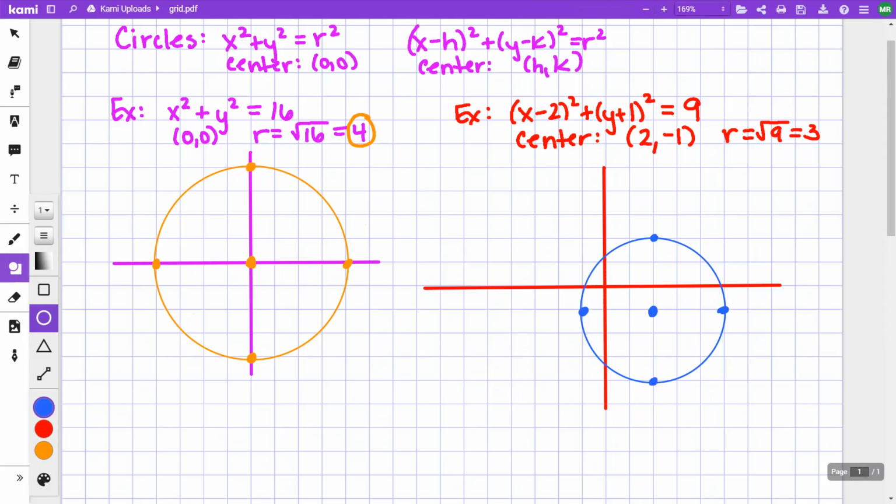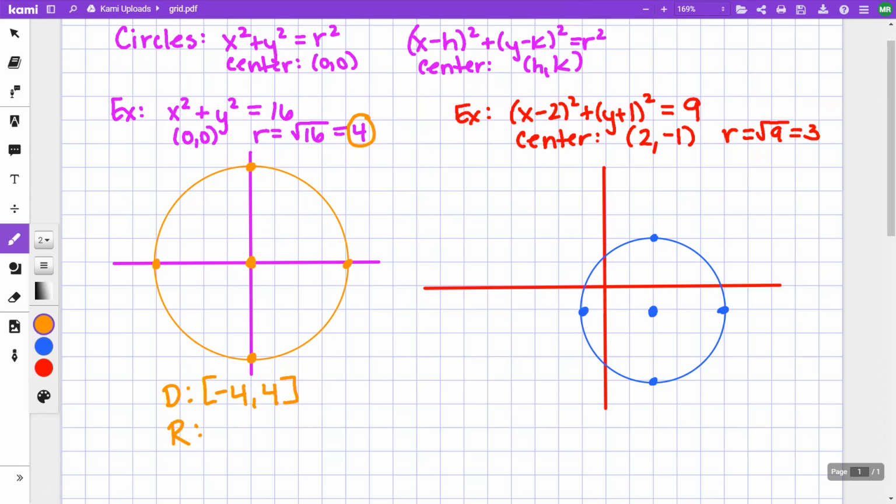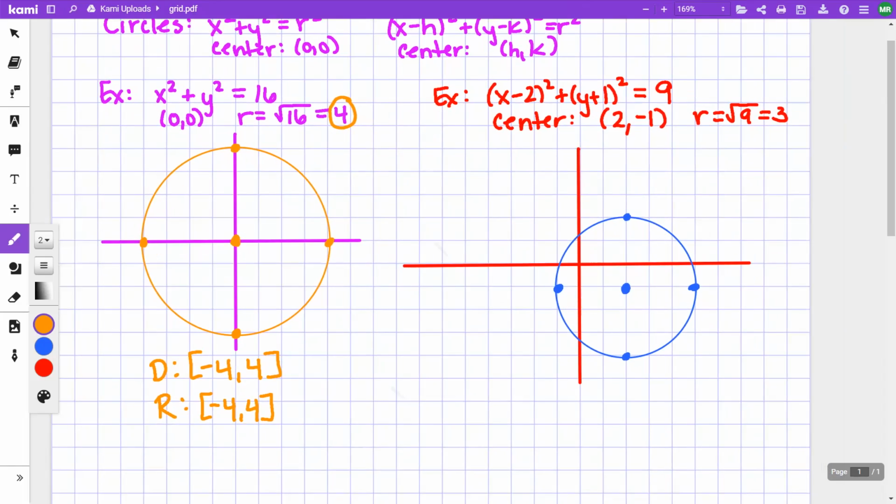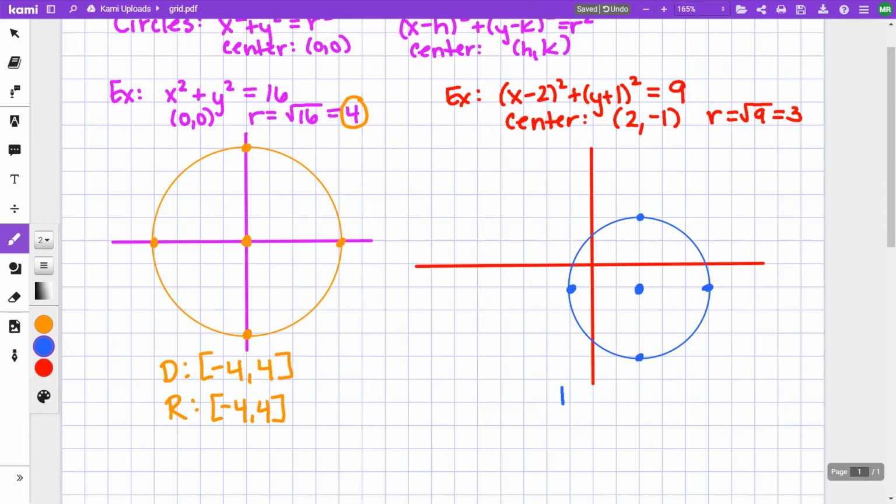Now, in terms of domain and range for this, for the first one, my domain is going to be from -4 to +4. My range is also going to be from -4 to +4. For my second one, my domain, remember domain are x's, I'm going to be going from -1 to 5. And my range is going to be -4 to -2.